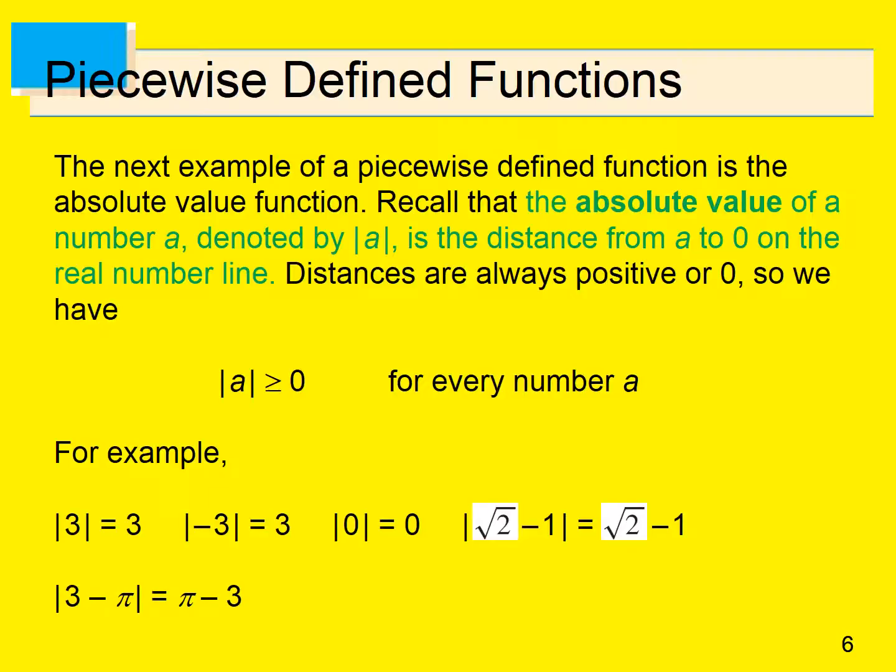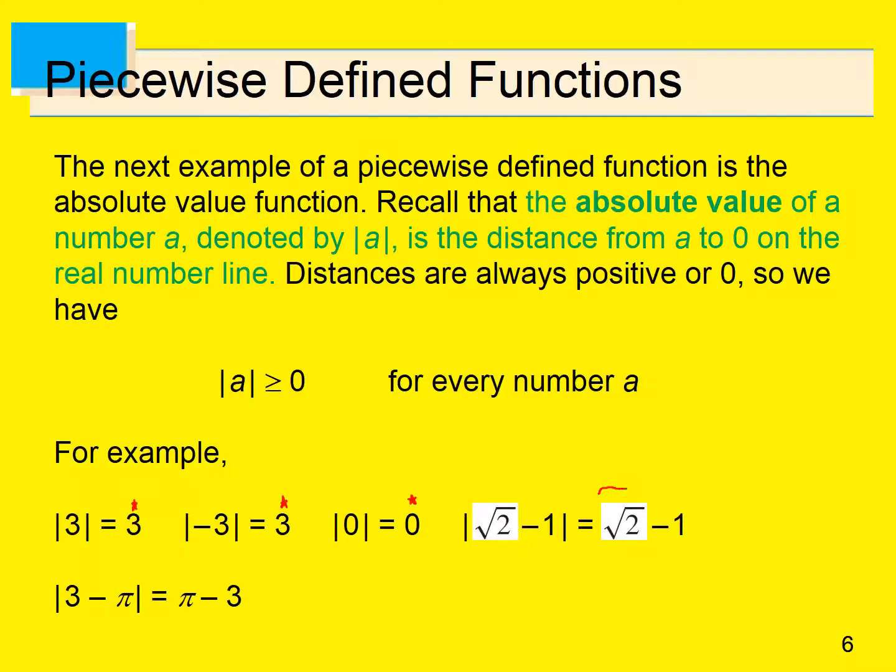Next example is that of the absolute value function. Recall that the absolute value of a number a is the distance from a to 0 on a real number line. Distances are always positive or 0, so we have a rule: absolute value of any number a is greater than or equal to 0 for every number a. In other words, absolute value can't be negative. And so anything emerging from absolute value bars is not negative. Okay, absolute value of 0 is 0.